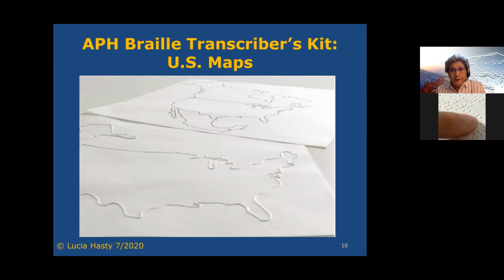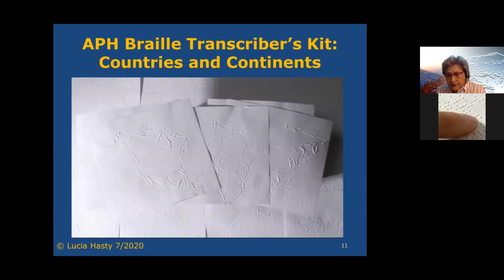This is some APH Braille Transcribers kit. US Maps, they have several of these transcribers kits, US Maps. And as you can see, they're both print, which you would use for a large print student or a dual media student, and Braille, embossed Braille. And there are various configurations of the outline maps. Outline maps of the U.S.